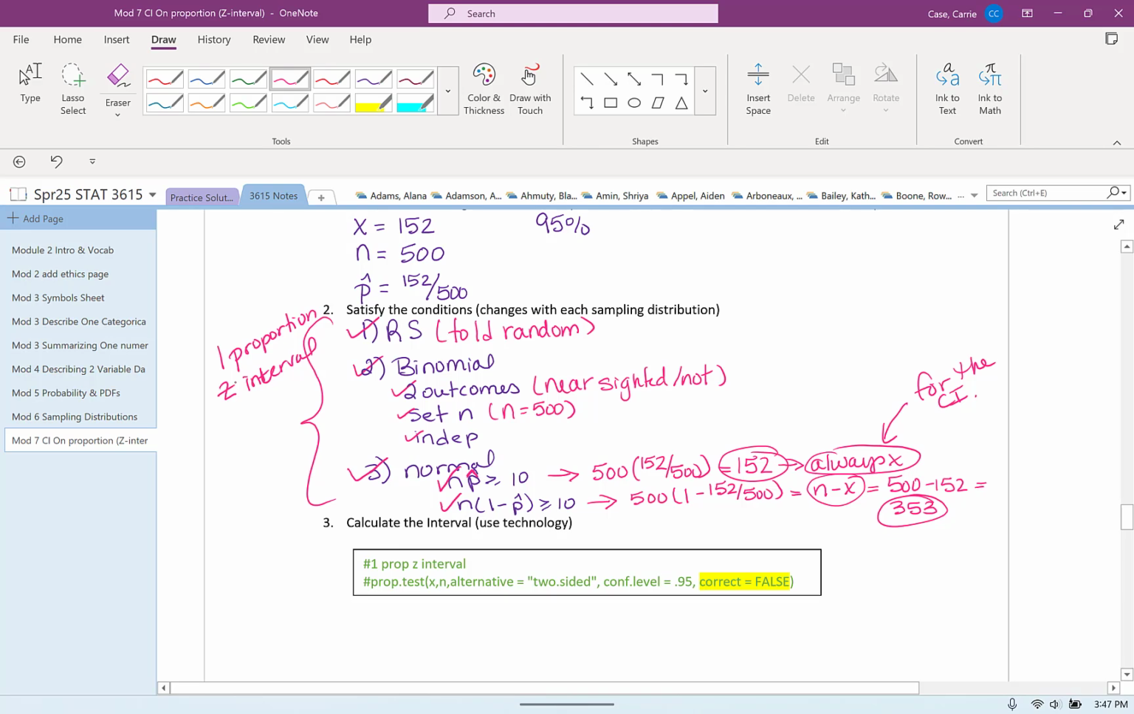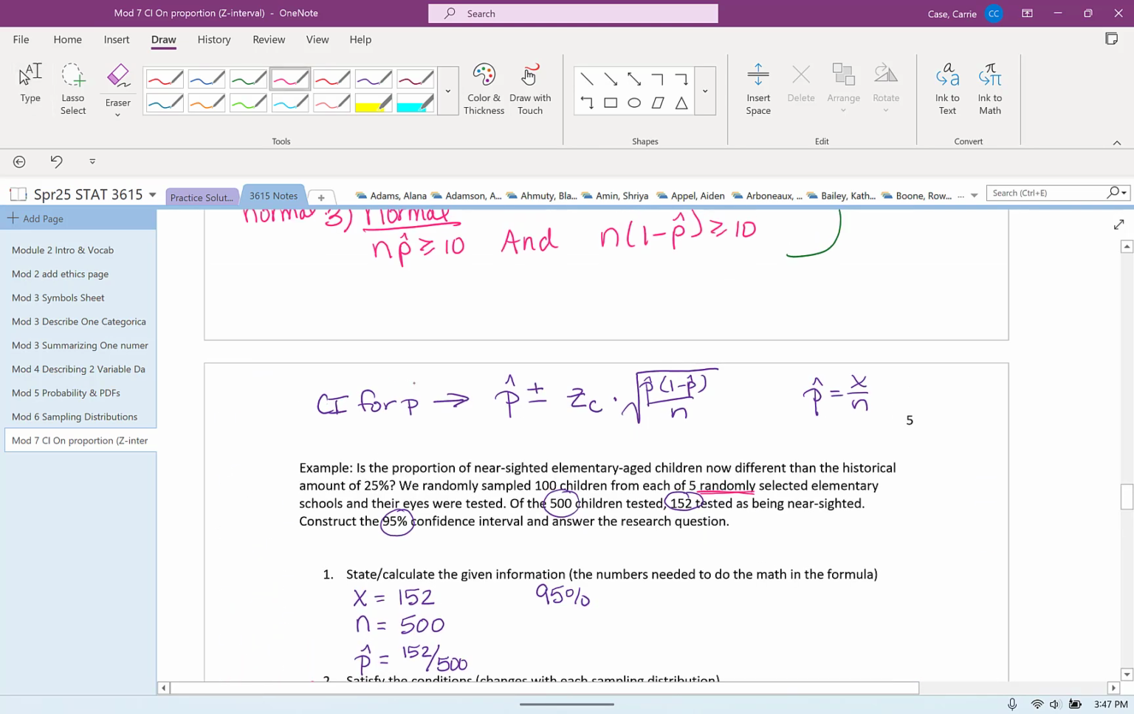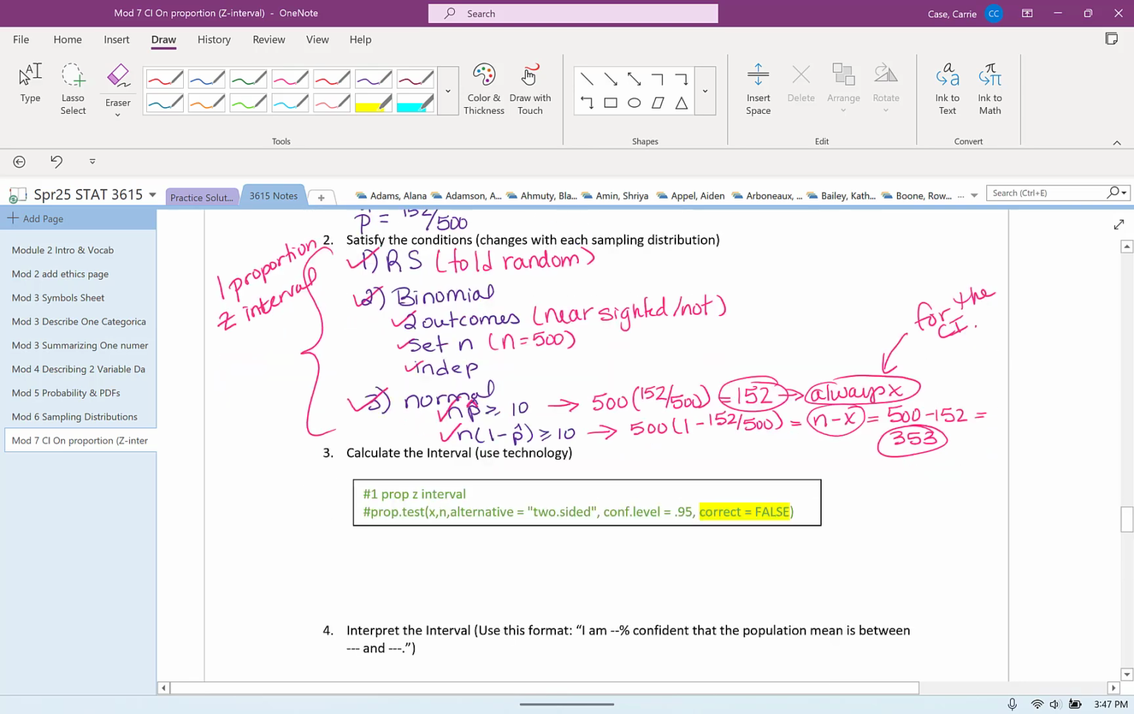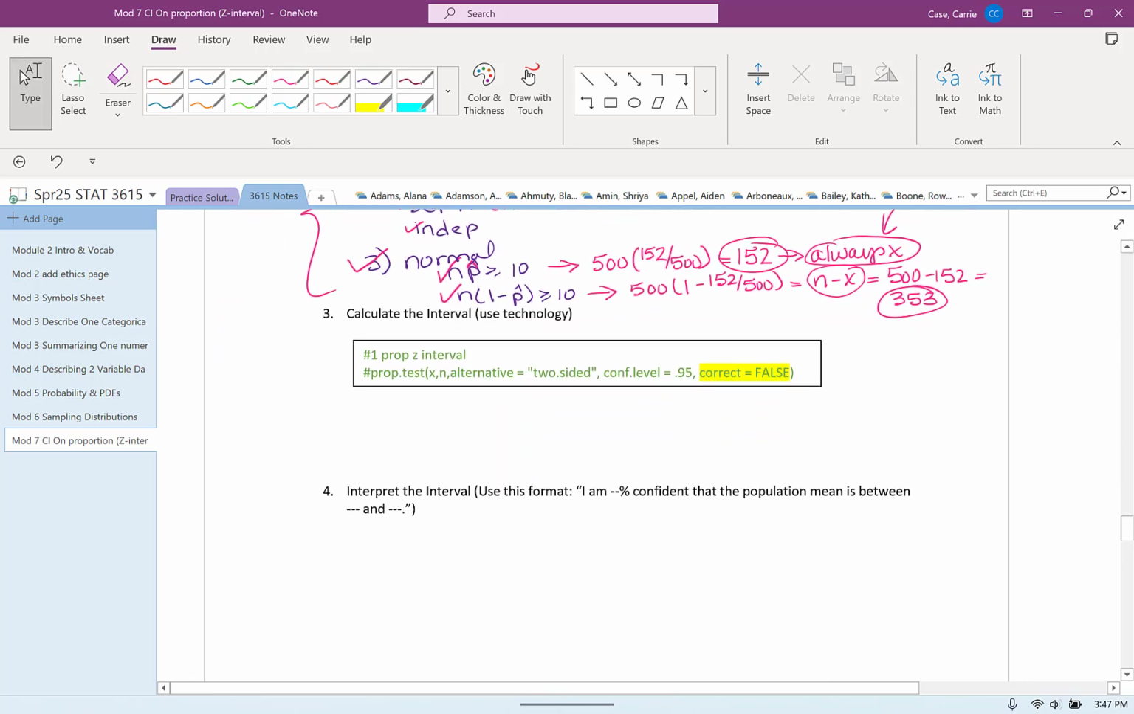So we've met the conditions to do that and use the formula that's up here. All right, so now that we've met those conditions, we can do this in R. The code in R is going to be prop.test, parentheses, and then you put in x, comma, n, comma, alternative equals "two.sided" in quotes, comma, confidence level equals whatever your confidence level is in decimal numbers, comma, correct equals false. And we'll talk about this correct equals false in just a minute.